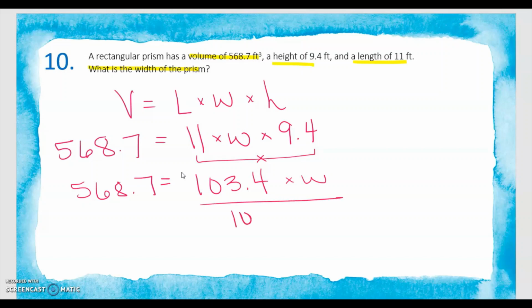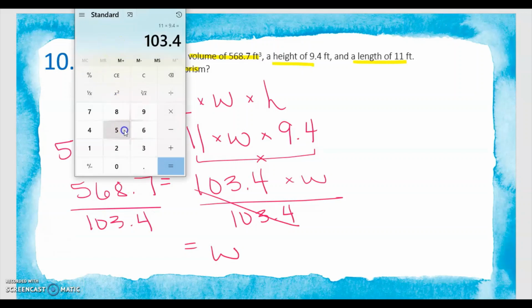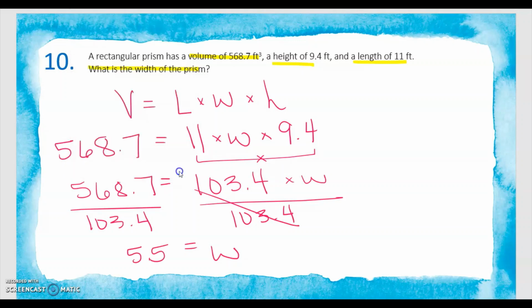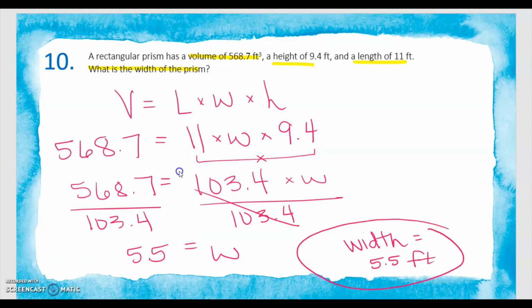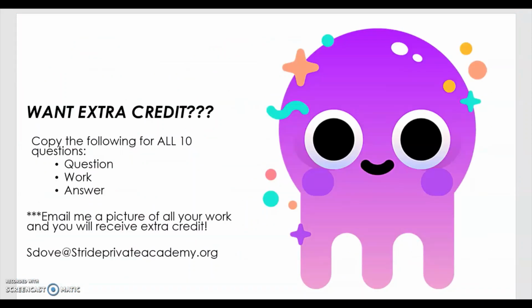So to solve, I'm going to divide both sides by 103.4. So 568.7 divided by 103.4, and it is 5.5. So width, 5.5 feet.